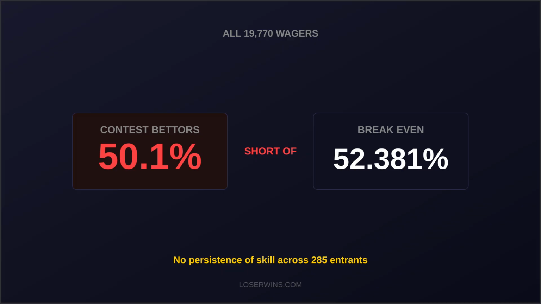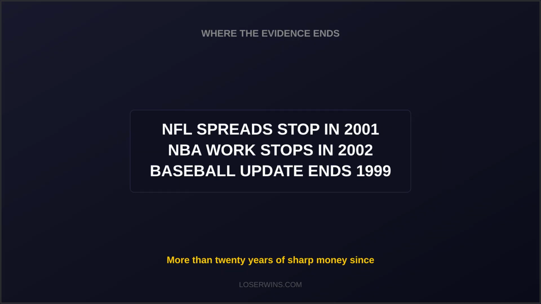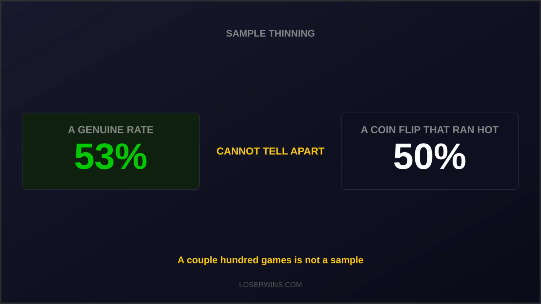The NFL spread data stops in 2001, the NBA work in 2002, the baseball update in 1999. Books have had more than 20 years and far more sharp money since. Sample thinning is the quieter problem. Home underdogs of 7 or more coming off a loss might show a striking record across a couple hundred games, and a couple hundred games cannot separate a genuine 53% from a 50% coin flip that ran hot.